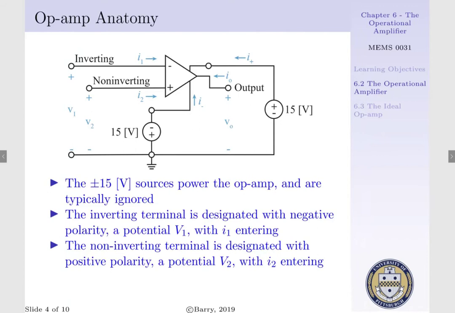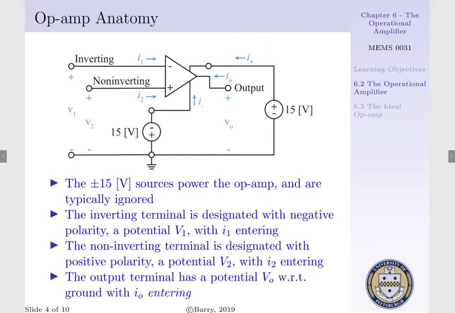We also have a non-inverting terminal. Our non-inverting terminal is associated with the positive polarity of our operational amplifier, where our polarity V2 is measured between our input terminal and ground, and we have current I2 entering said terminal. Lastly, we have our output terminal, where we have a voltage output that's measured with respect to ground, and we have I out entering our output terminal. This is done by convention.